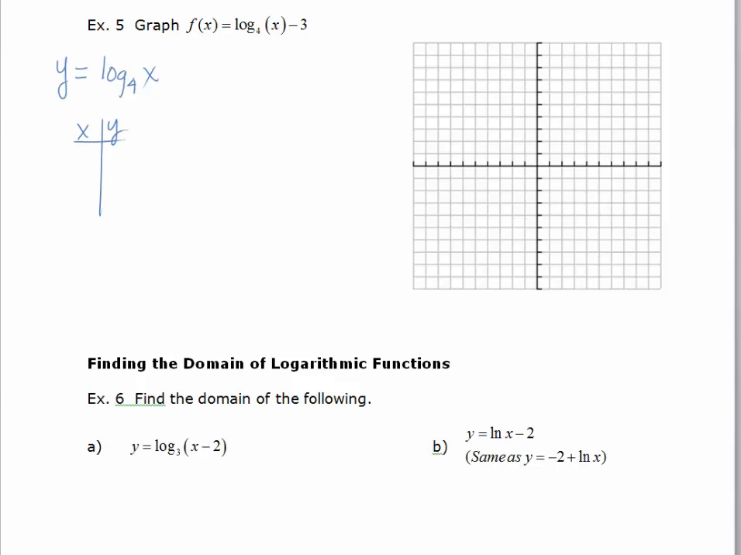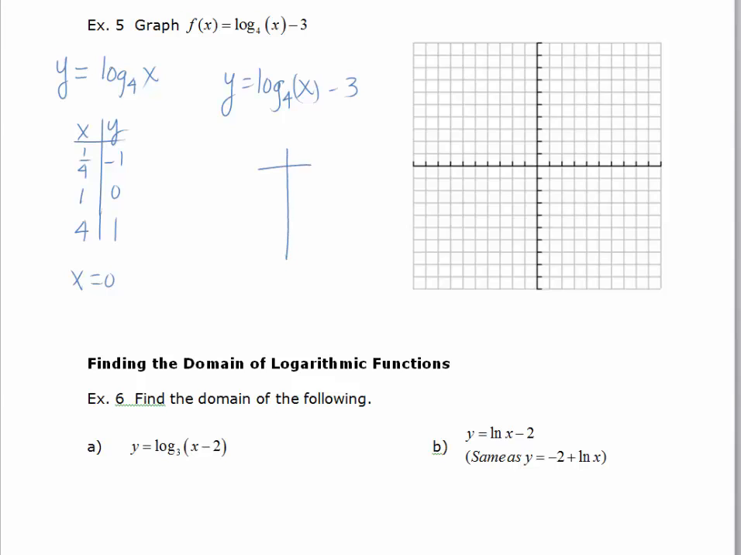So we know we have 1 over b, which would be 1 over 4, negative 1. We have 1, 0, and we have 4, 1. We have an asymptote of x equals 0. Now we'll come up with the points first, then we'll graph the transformation.